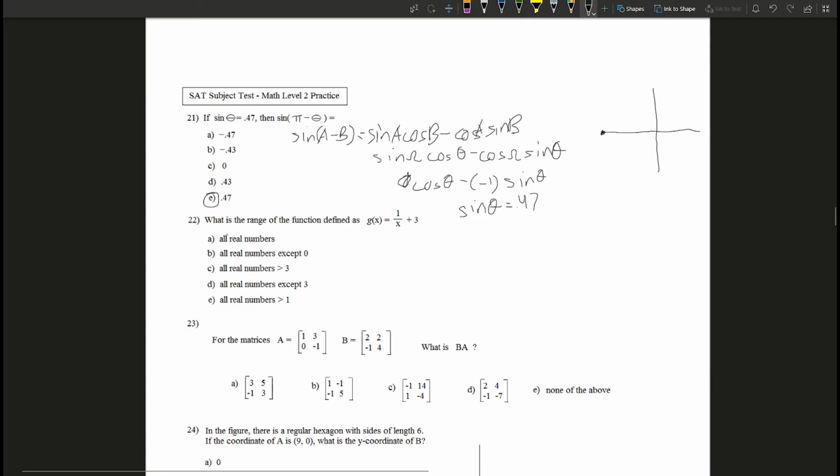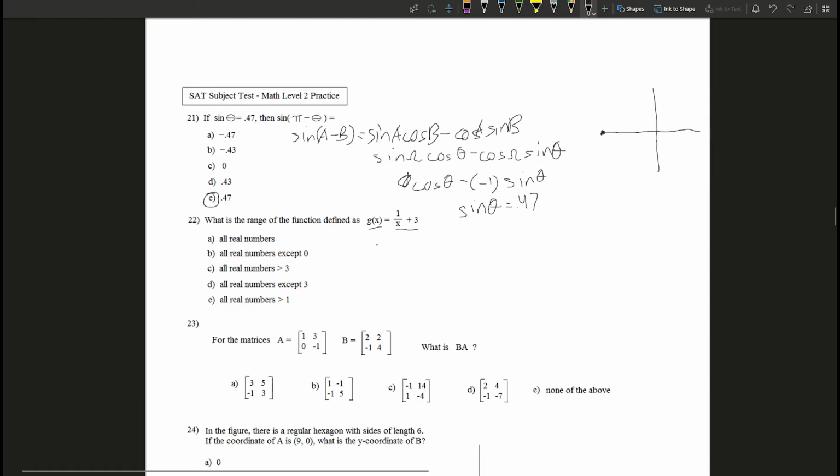Okay, so number 22 asks, what is the range of the function defined as g of x equals 1 over x plus 3? So this isn't a very hard problem, you just have to think about what's going on. So we know right off the bat that this denominator can't equal a certain number, and that certain number is 0, because then that would make it undefined.